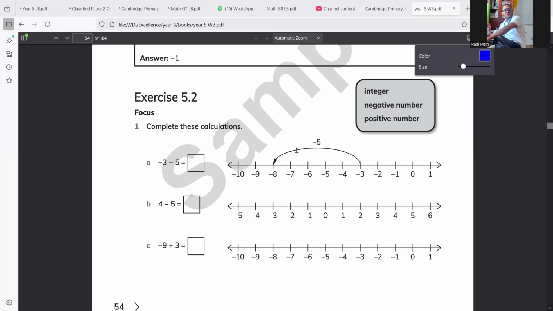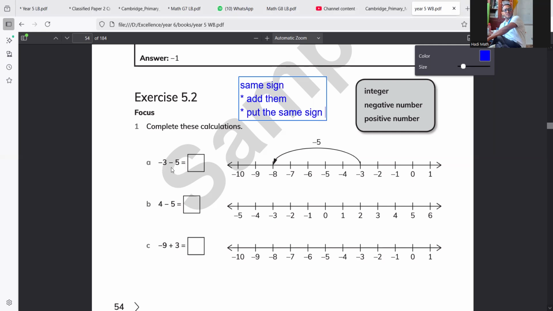So, if you'd like to use a rule of the same sign, different signs, you need to understand, if we have the same sign, step 1, you add them, or add the numbers. Step 2, put the same sign. Like question number A, we say -3 minus 5.